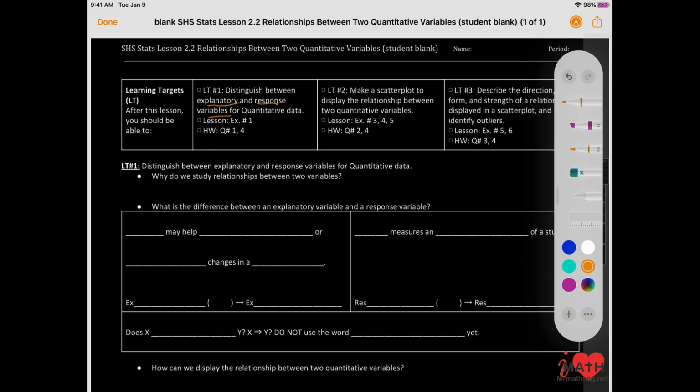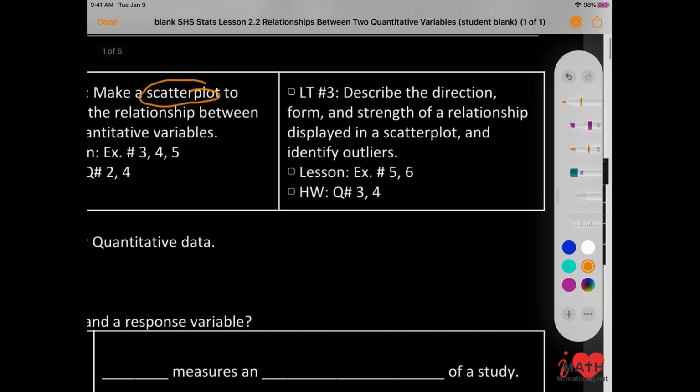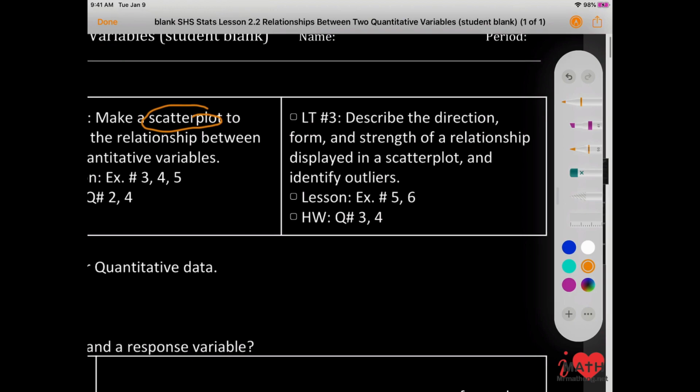Learning target number 2, make a scatter plot. So this is a new graph to display the relationship between two quantitative variables. And learning target number 3, describe the direction, form, strength, displayed in a scatter plot and identifying our outliers.